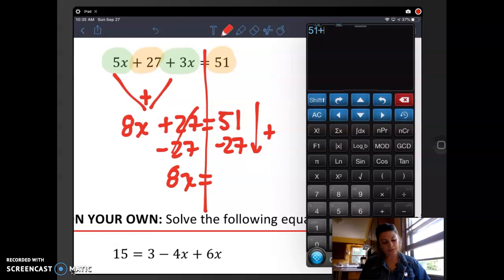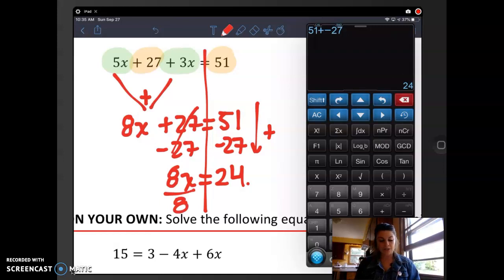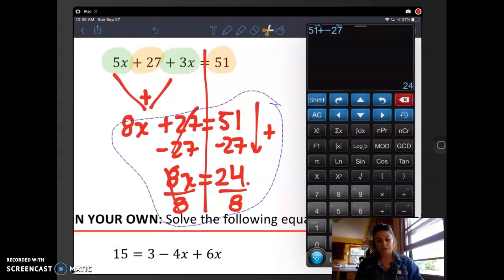51 plus negative 27 is how you would put it in your calculator, and you get 24. All right, and then you would divide both sides by 8 because that tells you how much each x is worth. And I got a little too big with my handwriting here, but that's okay.